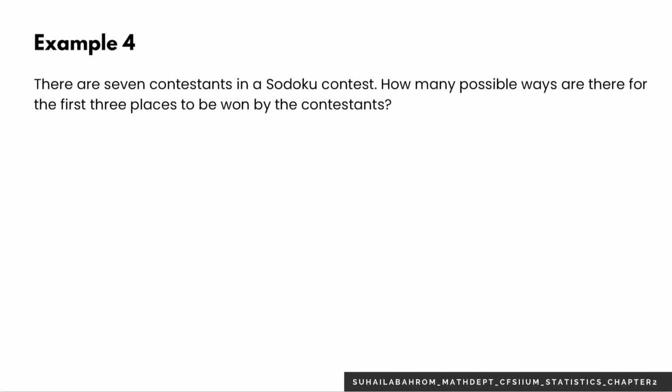Let's look at example 4. There are 7 contestants in a Sudoku contest. How many possible ways are there for the first 3 places to be won by the contestants? Since we want to find out the winners, the arrangement is important. Normally when we have a question like this, you have to always ask yourself whether the arrangement is important or not. For example, here we want to find out the winners. Of course, the first, second, and third places are important and the order matters. Therefore, we will use permutation. Out of 7 contestants, you want to have 3 winners. So 7P3 is equivalent to 210.